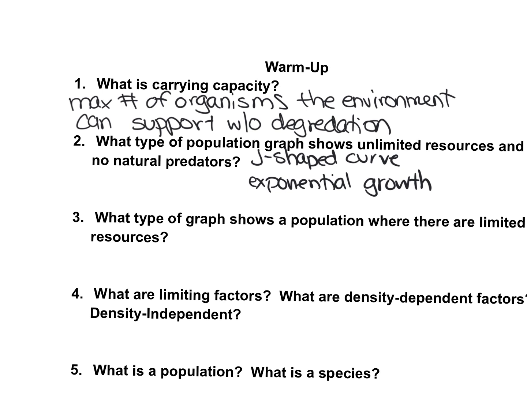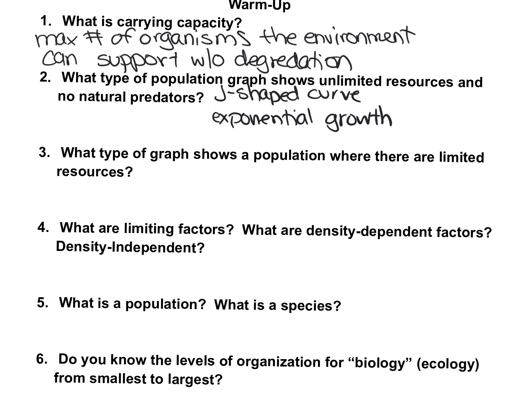Good job. Who's number three? All right. What type of graph shows a population where there are limited resources? I know it's a boom and bust cycle. No, it's logistic growth. It usually looks like a boom and bust cycle, so logistic growth, and we call that an S-shaped curve.